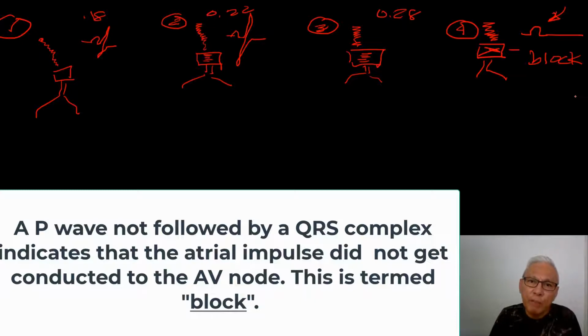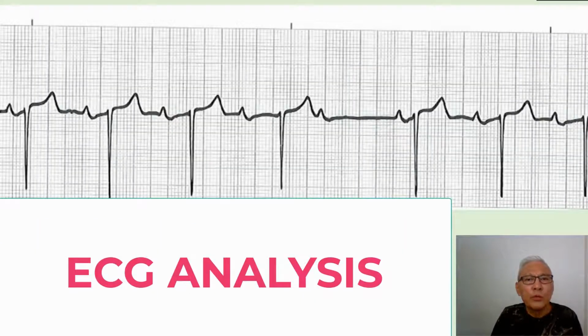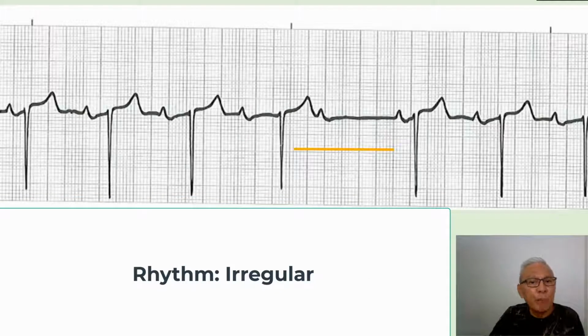Let's take a look at an example of an electrocardiogram which demonstrates this gradual, or successive, prolongation of the PR interval until such time that a P wave is no longer conducted through the AV node. So when we take a look at this electrocardiogram, we know that the rhythm is irregular. It is irregular because of the pause that you can see in the middle.